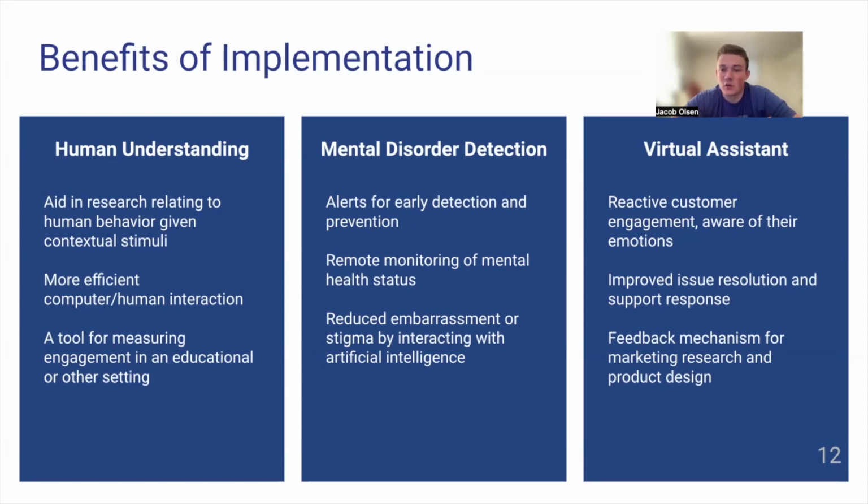The second is mental disorder detection. Using this model on someone who has been diagnosed with a mental health disorder to detect the patterns that are expressed with their facial emotions, as we know that's a big part of communication. We can use those patterns to detect mental health disorders earlier on with people. Remote monitoring of mental health, and then a reduced stigma. Someone can just come interact with AI or a virtual assistant and have a better communication experience because the model is able to understand not just what they're saying, but the facial emotions there.